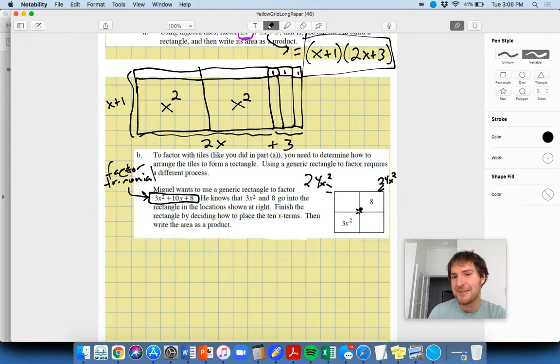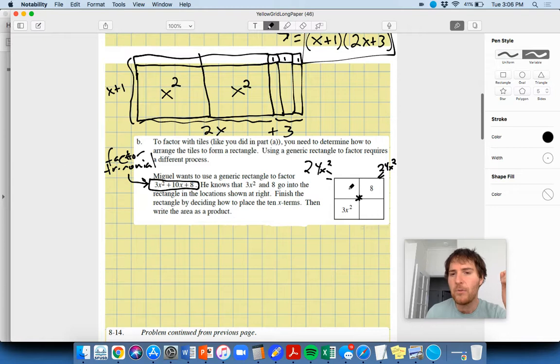Okay, just a little bit of a preview here of how we're going to lay out our x's. What do we have to do? We know that we finish the rectangle by deciding how to place the 10x terms, then write the area as a product. So kind of what you're doing here, if you followed Casey's pattern, is that these diagonals multiply to become the same thing.